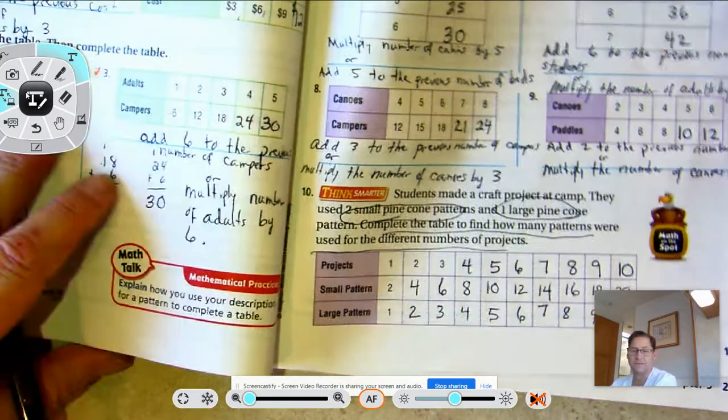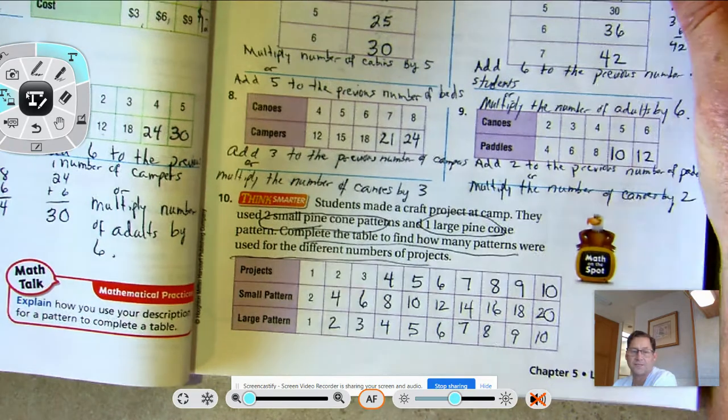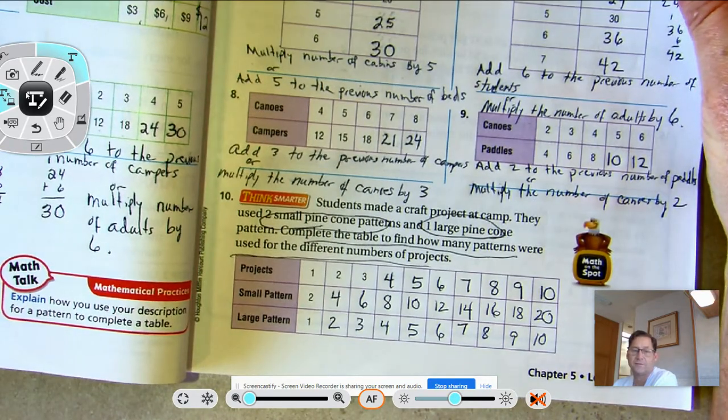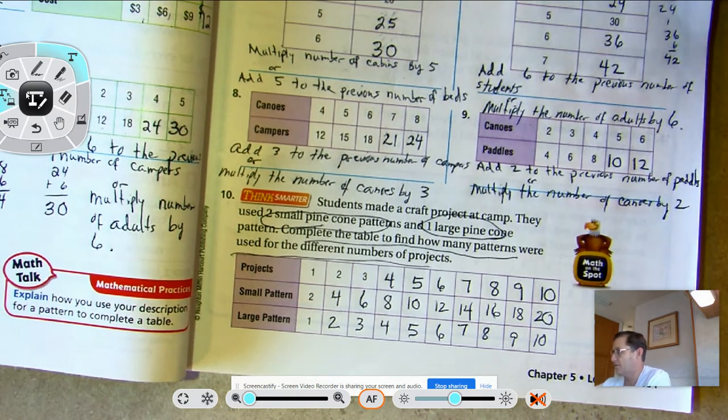So again, that's what that would look like. So the number of projects times 2 for the small patterns, the number of projects times 1 for the large patterns. All right, let's go to page 192.